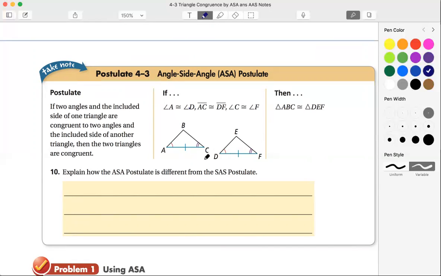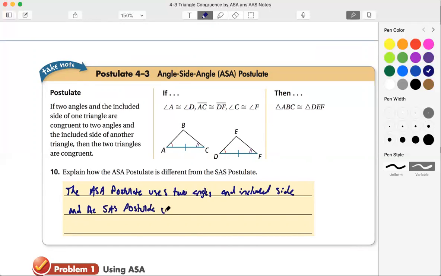All right, how is ASA different than SAS? Okay, so the ASA postulate uses two angles and an included side. And the SAS postulate uses two sides and an included angle.